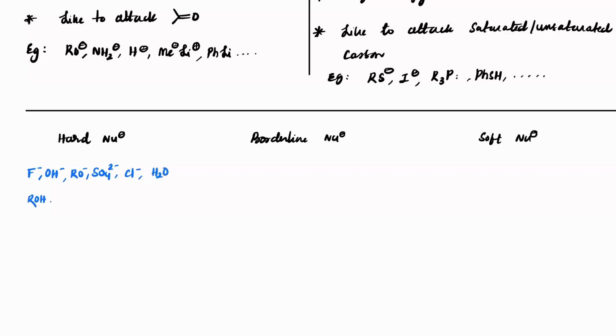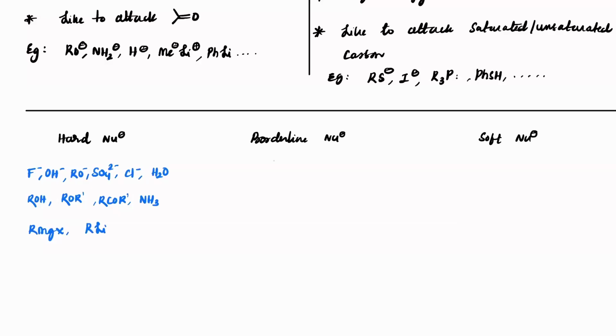ROH, ROR, RCOR', ammonia, RMgX, RLi. Now you might wonder, sir, these are all neutral forms, then how will it give this? In the case of neutral forms, it is more temperature control. If it is at lower temperature, they will act like a hard nucleophile and give 1,2 addition. Otherwise, they'll give 1,4.